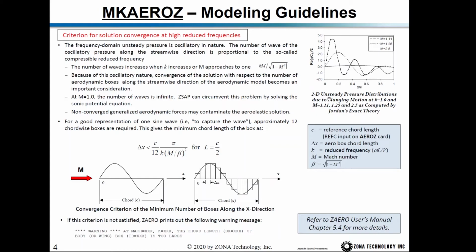This is an example, which is a 2D unsteady pressure distribution due to a plunging motion at k equals 1 and at Mach number 1.11, 1.25, and 2.5, computed by the exact Jordan's exact theory. If you look at the unsteady CP, at Mach 2.5 the compressible reduced frequency is not so high, so you get a wave like this. But as the Mach number approaches 1 and this number becomes larger, you can see you have a highly oscillatory unsteady CP. Because of this oscillatory nature, convergence of solution with respect to the number of aerodynamic boxes along the streamwise direction of the aerodynamic model becomes an important consideration. And at Mach number 1, the number of waves is infinity.